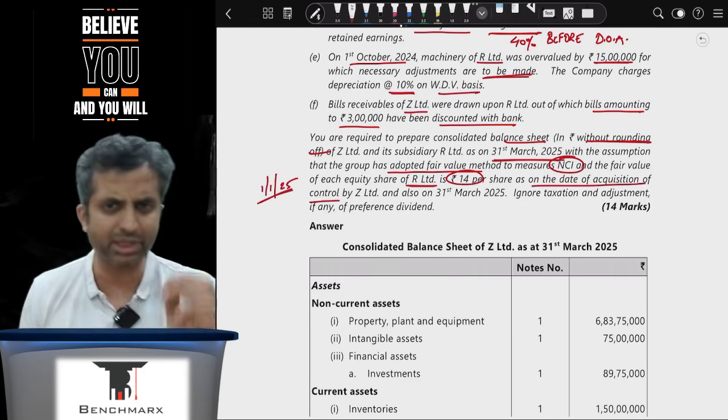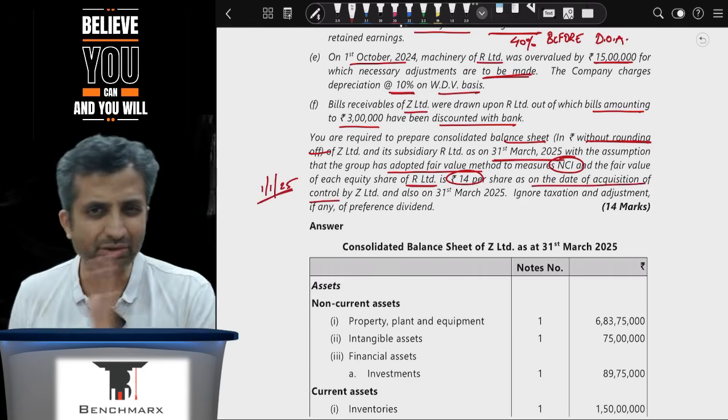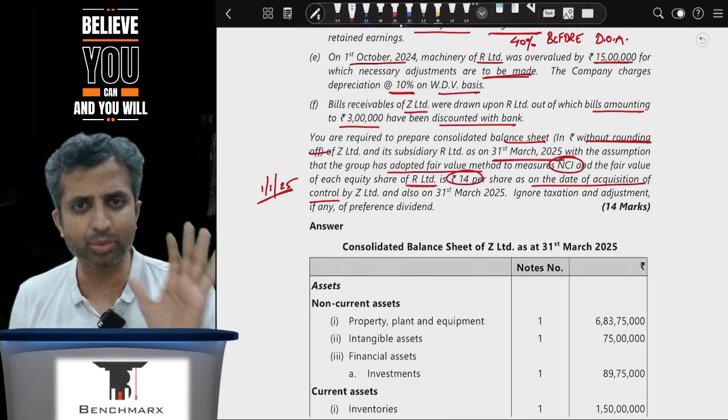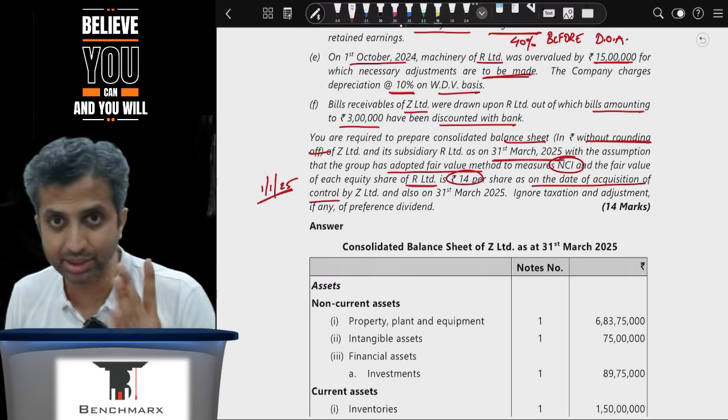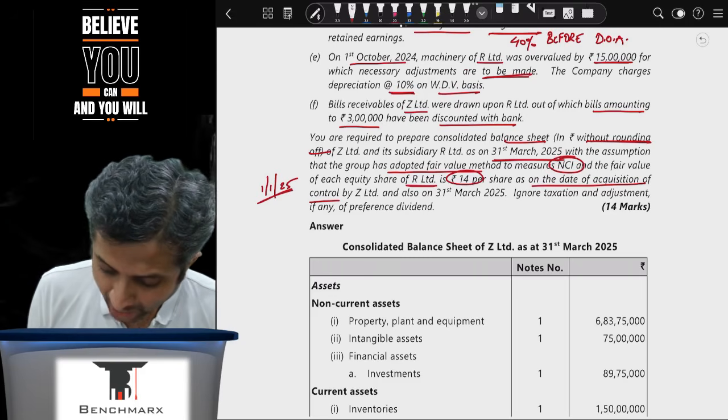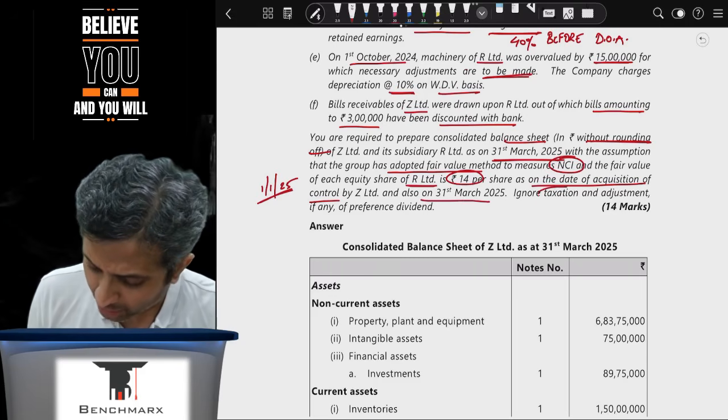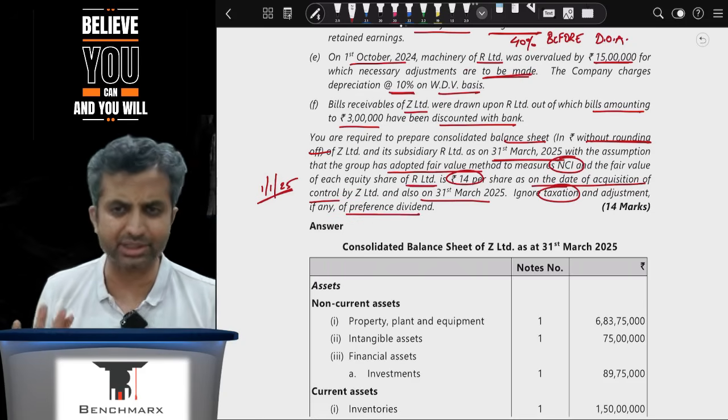If this fair value is given, we will take that. The institute has given some alternative treatment as well, but we will stick to the 14, which is the main solution which they have solved. And also on 31st March 25, ignore taxation and preference dividend if any.